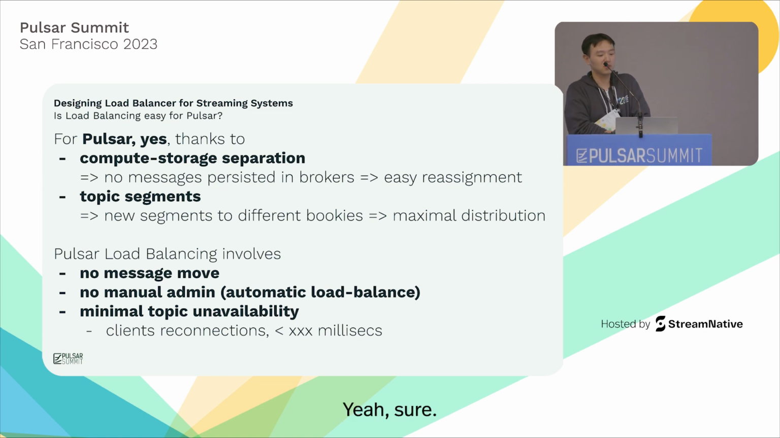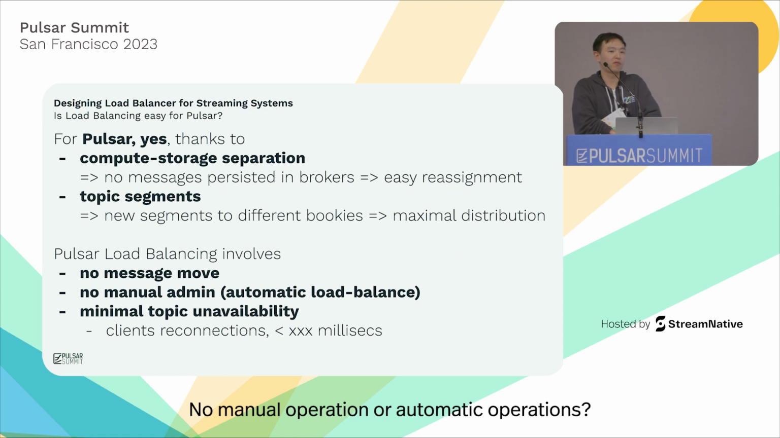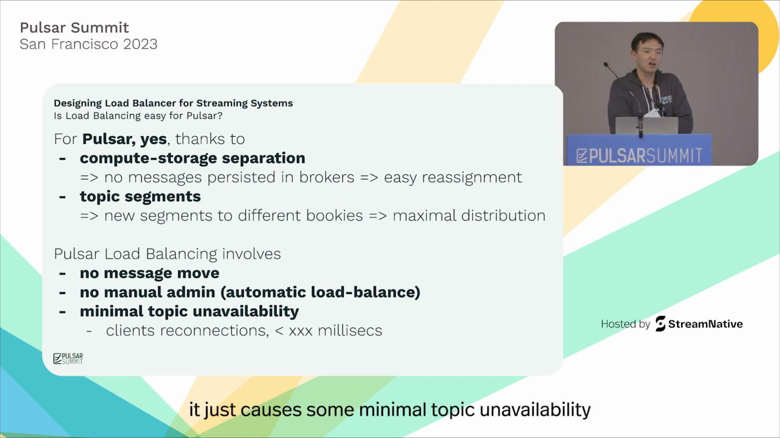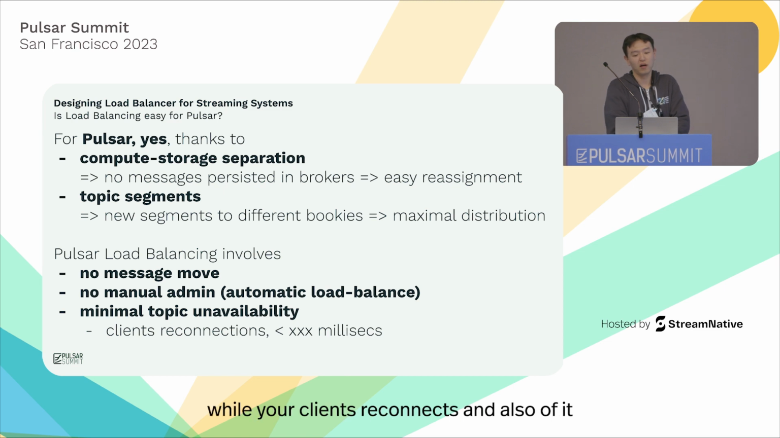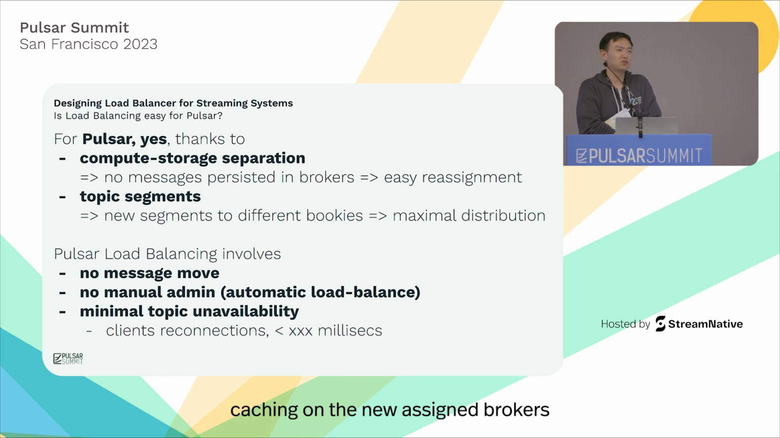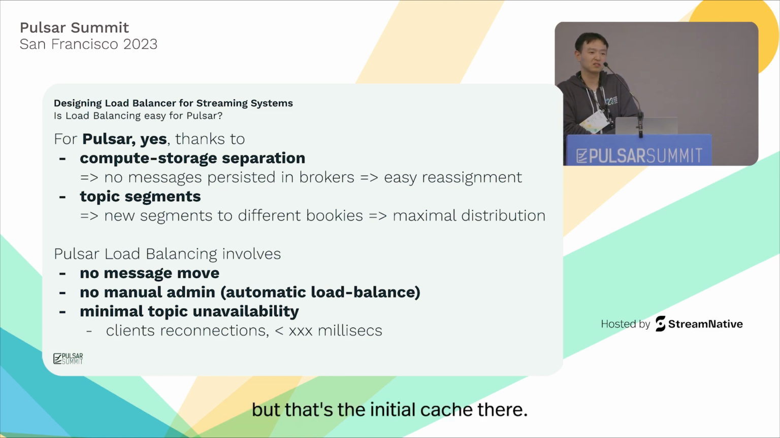So in short, that means Pulsar load balancing involves no message move and no manual or admin operations. We do the load balancing on demand or automatically. It just causes some minimal topic unavailability while the client reconnects. It also causes some message cache misses on the newly assigned brokers, but that's just an initial cache miss.